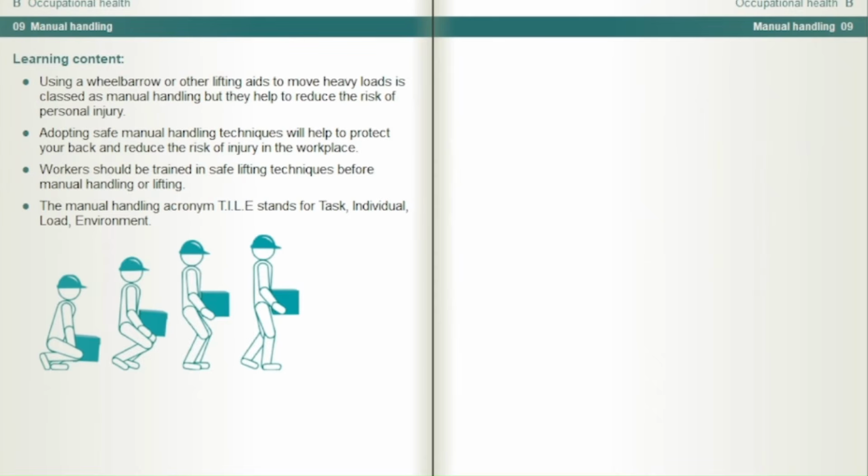Using a wheelbarrow or other lifting aids to move heavy loads is classed as manual handling, but they help to reduce the risk of personal injury. Adopting safe manual handling techniques will help to protect your back and reduce the risk of injury in the workplace. Workers should be trained in safe lifting techniques before manual handling or lifting. The manual handling acronym, TILE, stands for Task, Individual, Load, Environment.